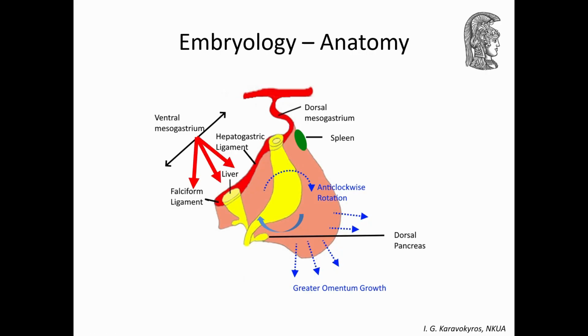The ventral mesogastrium develops into the falciform ligament, the liver, the hepatogastric, and hepatoduodenal ligament. The dorsal mesogastrium develops into the great omentum, the gastrosplenic, and the gastrocolic ligament.